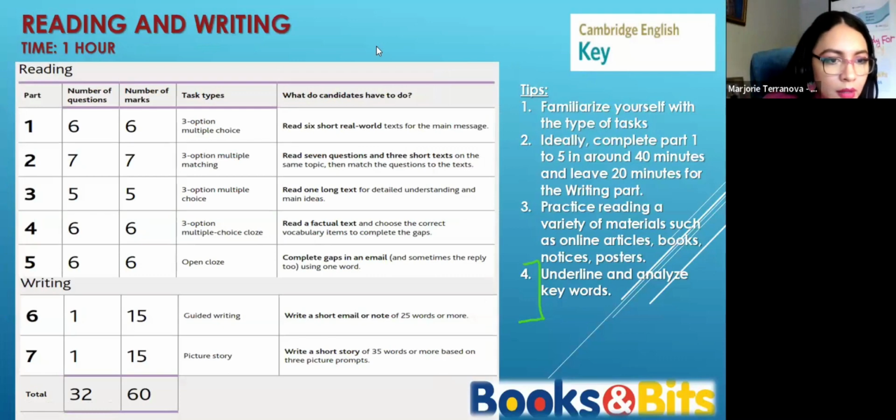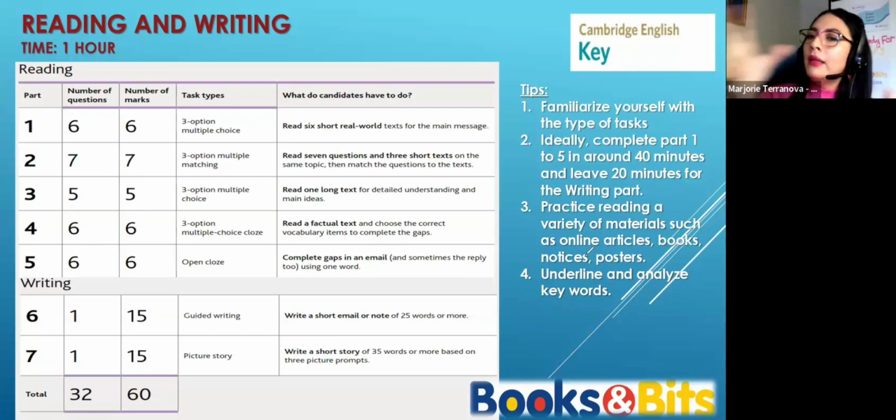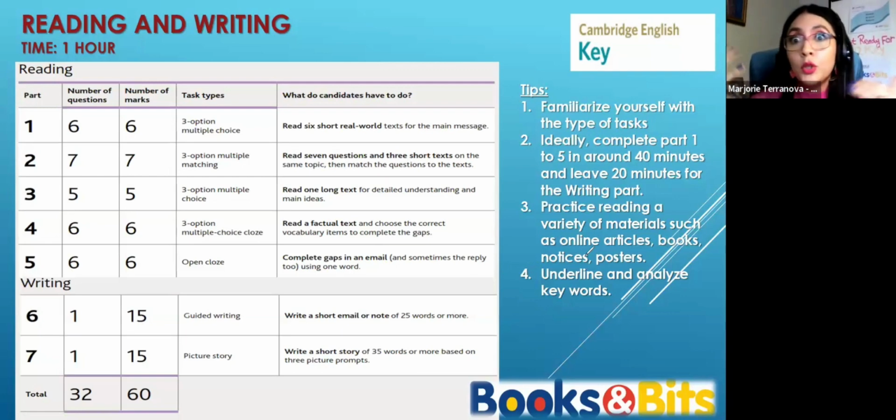Just let me delete this, okay? So here you can see. The first thing that you should tell your students, and first yourselves as teachers, is that you have to familiarize yourselves with the type of activities, with the type of tasks that you are going to find, okay? So you know, in this part, we're probably going to be looking at some pictures, or maybe notices. For this other part, we're going to have longer texts. So these are the strategies that we are going to use.